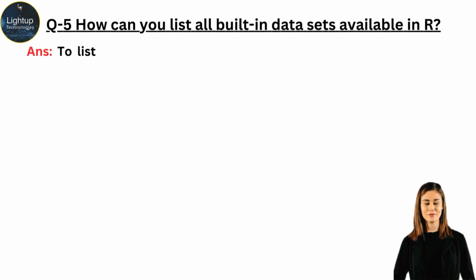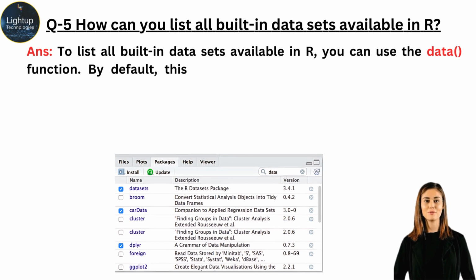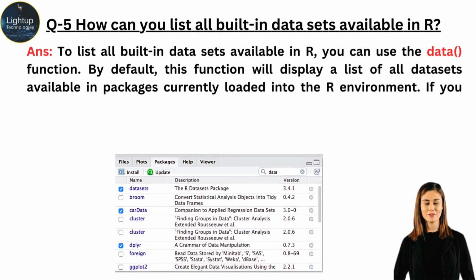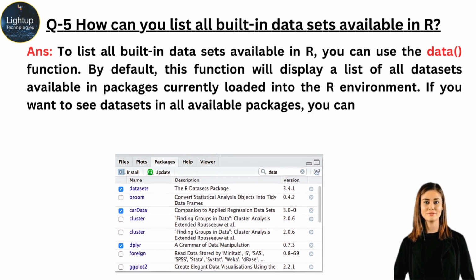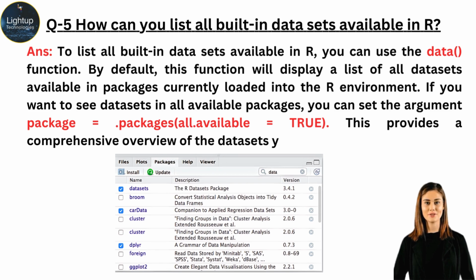To list all built-in data sets available in R, you can use the data function. By default, this function will display a list of all data sets available in packages currently loaded into the R environment. If you want to see datasets in all available packages, you can set the argument package = .packages(all.available = TRUE). This provides a comprehensive overview of the datasets you can work with directly in R.